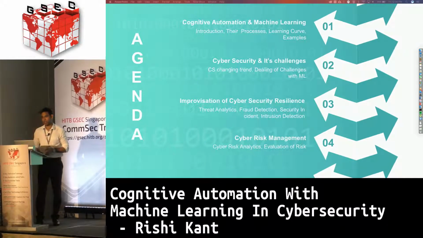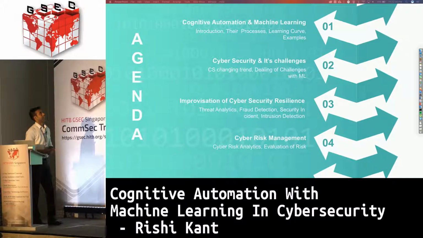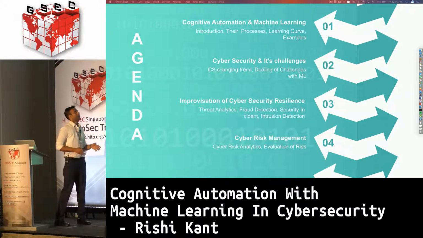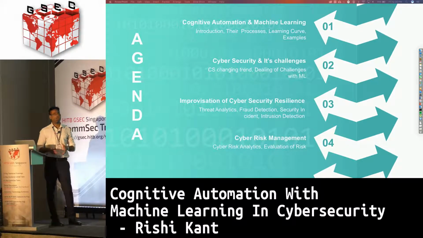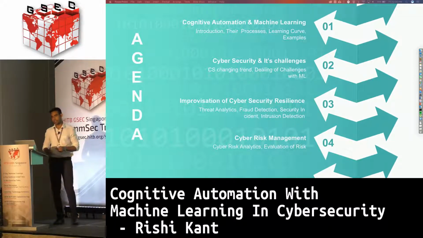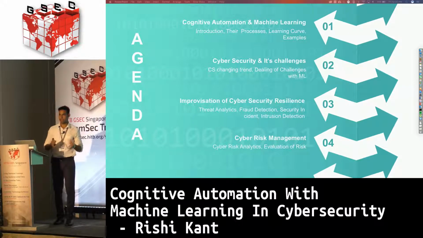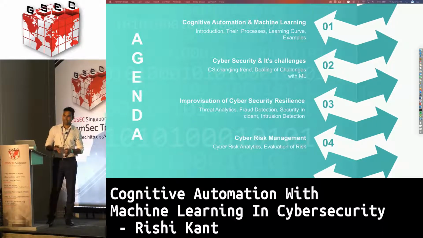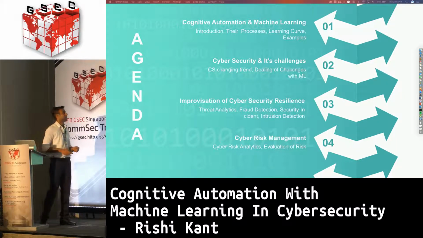So first, the agenda. The agenda is: what is cognitive automation and machine learning, an introduction, learning curves, and an example. Another is cybersecurity and its challenges. If I'm talking about cybersecurity, we have different trends. Previously we had different trends, now we have different trends, and what are the new challenges we have and how are we going to mitigate those challenges. We're going to discuss this here.